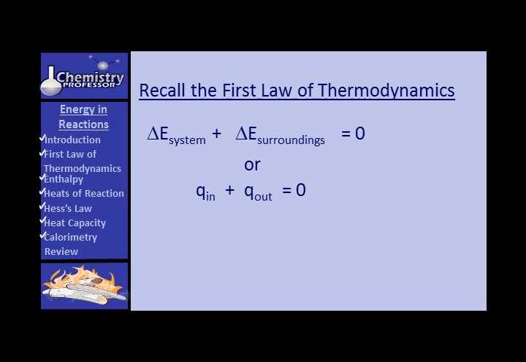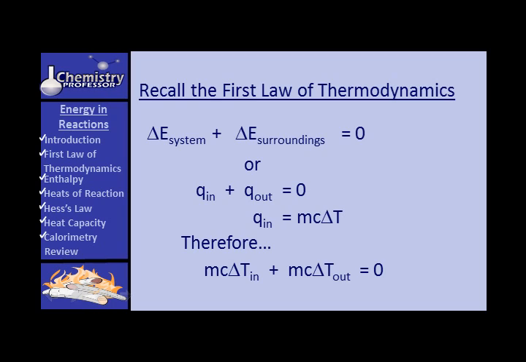Well, in the last problem when we were dealing with nickel, we showed that the heat of a particular body was the mass times the specific heat times its change in temperature. Therefore, we can say that the mass times the specific heat times the change in temperature going in plus the mass times the specific heat times the change in temperature coming out has to be equal to 0. Not making sense? Let me show you.